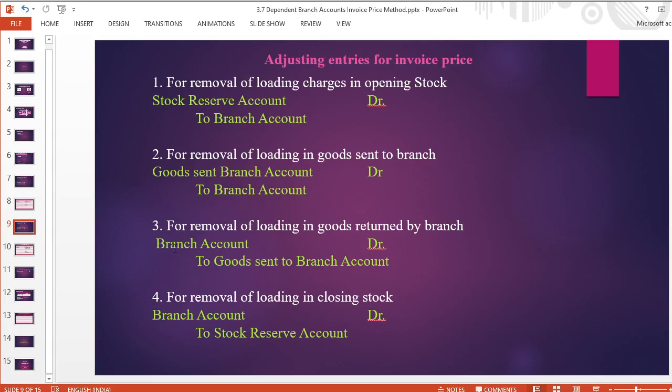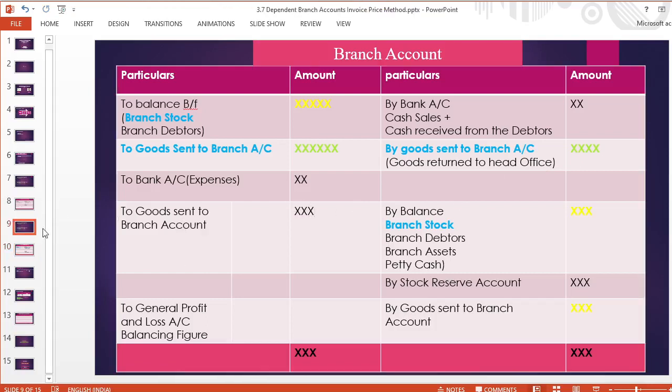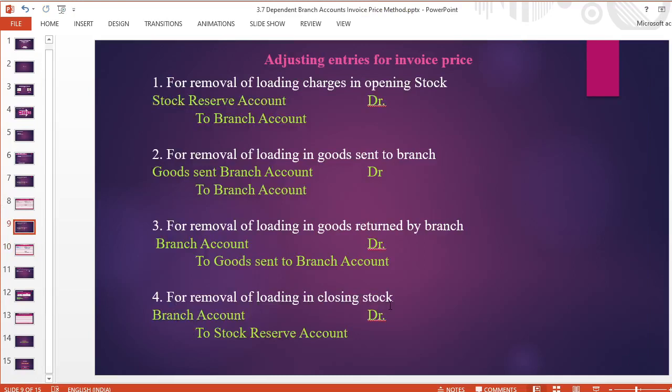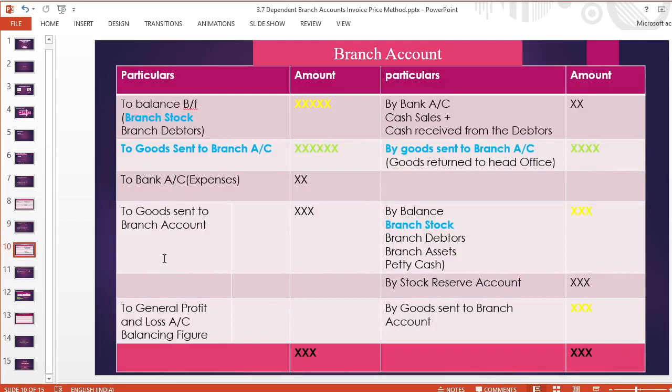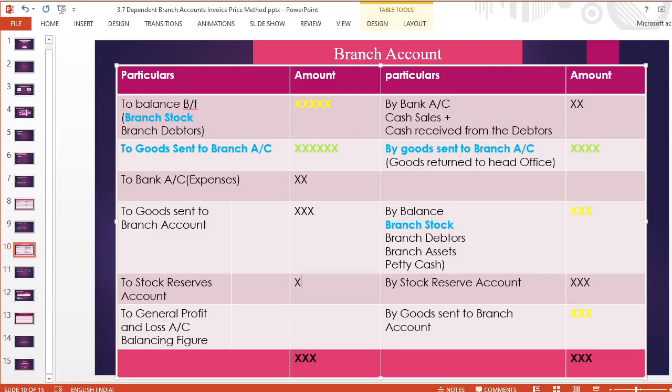For goods returned by branch, the entry is branch account debits to goods sent to branch. So on the branch account debit side, goods sent to branch account. So of course the loading charges on this I have to record here. And the fourth one, for removal of loading charges on closing stock, branch account debit to stock reserves account. So I should write here, branch account debit. So I'll write on the debit side to stock reserves account. So I should write the loading charges.